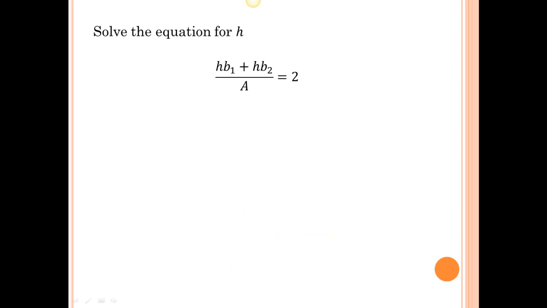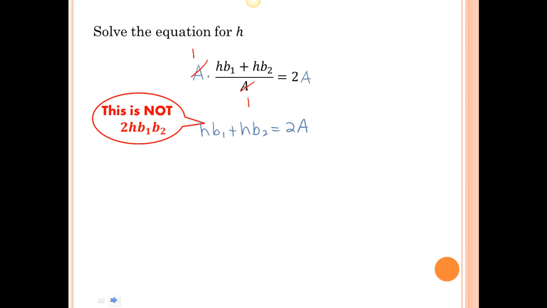In this problem, we want to solve the equation for h. Just like before, we'll start by clearing fractions. So we'll multiply both sides by a. This gives us the following equation. Notice that the a's cancel on the left-hand side, leaving us with h times b1 plus h times b2 is equal to 2a. Also notice that hb1 and hb2 are not like terms since b1 and b2 are different variables.